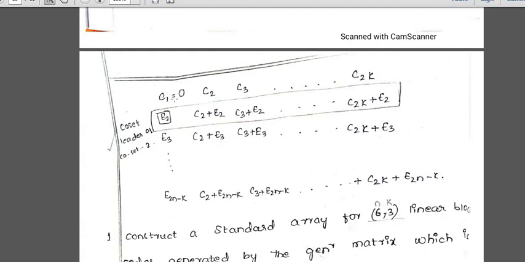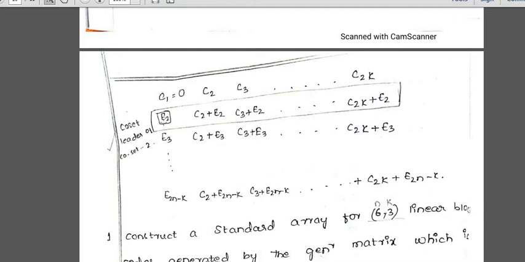Okay, but this is the first step. What is the first step? Write down the 2 to the power of k code words as the elements of the first row, starting with the zero code word. Then the second step, choose a vector E2 as the leftmost element of the next row from the remaining n tuples. So these are your n set of data, an ordered set of data. I have chosen E2 as one of the code vectors.